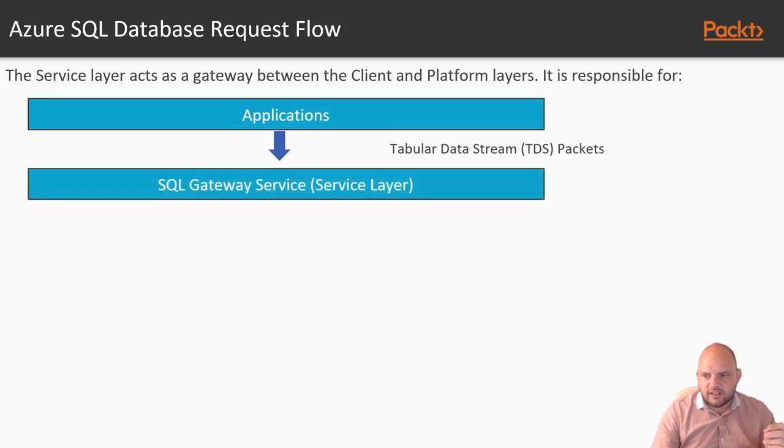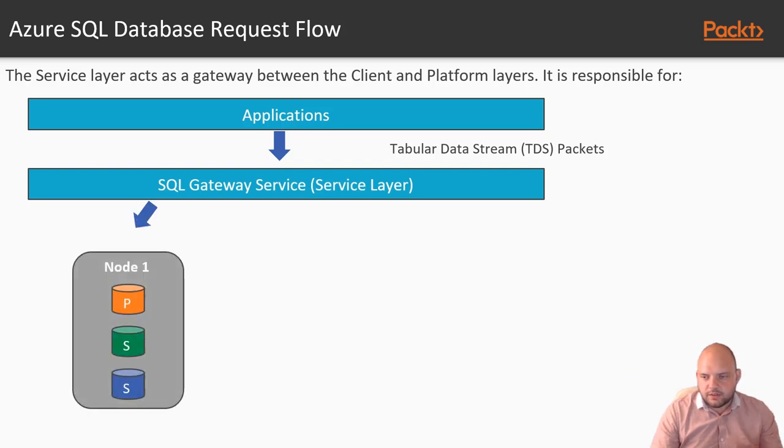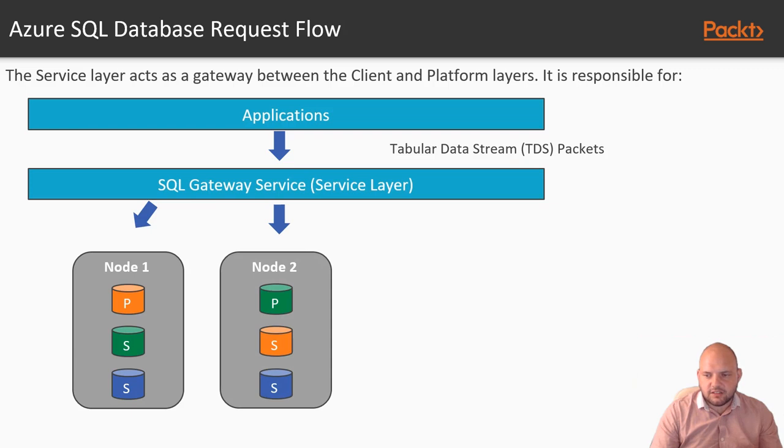The gateway service validates the login, checks firewall rules, looks for denial of service attacks, and then dynamically determines the physical server on which the SQL database is hosted and routes the request to that physical server in the platform layer. Now, the dynamic routing allows the Azure SQL database to be moved across physical servers or SQL Server instances in the case of a hardware failure.